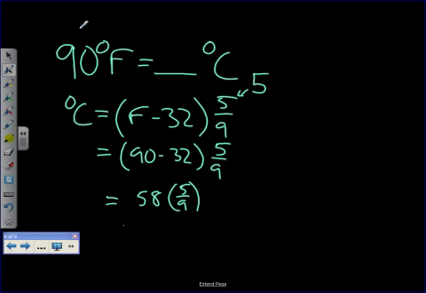Okay, just going to punch that in the calculator. Basically, 58 times 5 divided by 9. And we're going to get 32.2 degrees Celsius. Now, to be technically precise, we should have rounded that to sig figs. Should have gotten 30 degrees Celsius with no decimal. But you can sort of see how the process works.